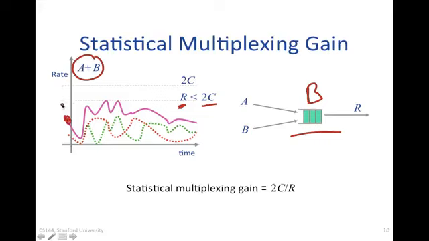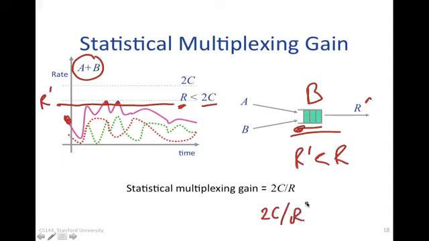So for example, in this case, imagine that we were to serve it at this rate R prime instead. So we'll call that R prime, where R prime is a little bit less than R. So long as the amount that we need to buffer here and here when the rate exceeds R prime can be accommodated by the buffer, then we're okay. And so in this case, for the buffer of size B, we might say that instead the multiplexing gain is 2C over R prime, which is a slightly larger number. Okay, so two definitions of statistical multiplexing gain. One where we don't consider the buffer, and one where we do.